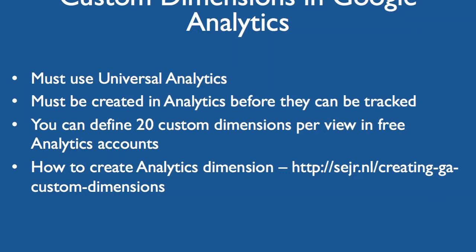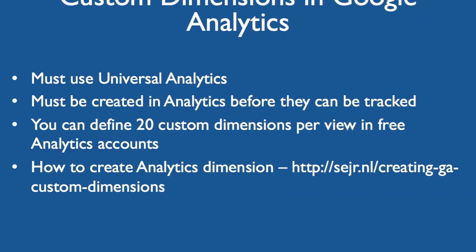Second thing that's very important, you must create a custom dimension before you can start tracking it. By that I mean if you create a post-category custom dimension today, you will not be able to apply it to data from 6 months ago. So it will start tracking that data today, and you will only be able to see it in future reports.